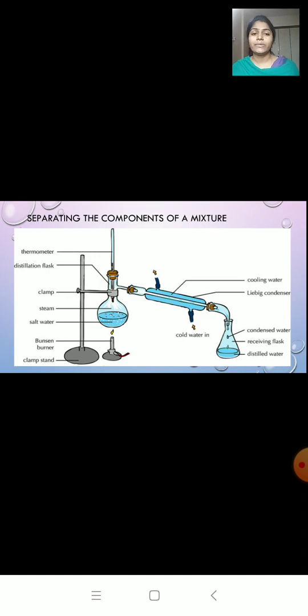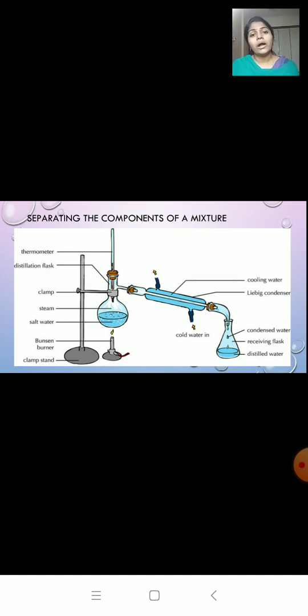So in this way, when the whole water distills, we can collect the water. Salt will not turn into vapor, so it will remain back in the flask. So by using distillation or the simple distillation method, we can separate components. We can separate two miscible liquids, or we can separate a mixture containing solid and liquid.